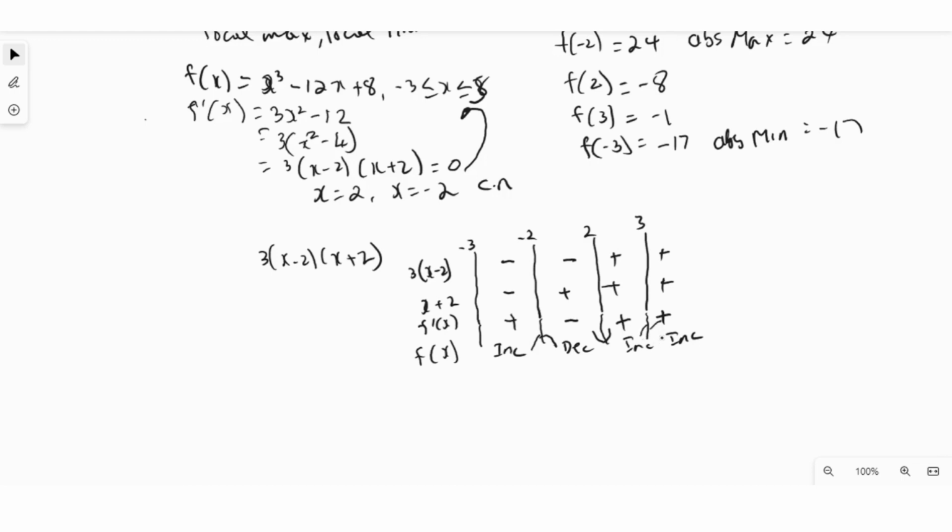For a local, there must be a change from positive to negative or negative to positive. Therefore, we say local maximum at x equal to minus 2, local minimum at x equal to 2. And that's it. We found the local maximum, local minimum.